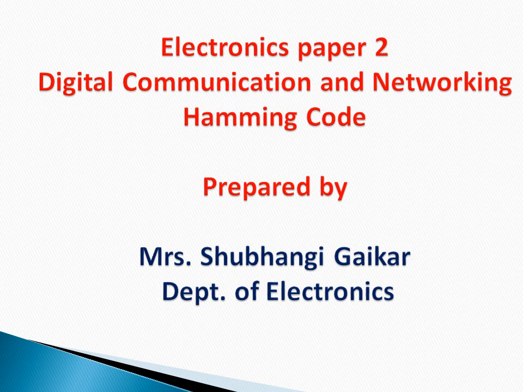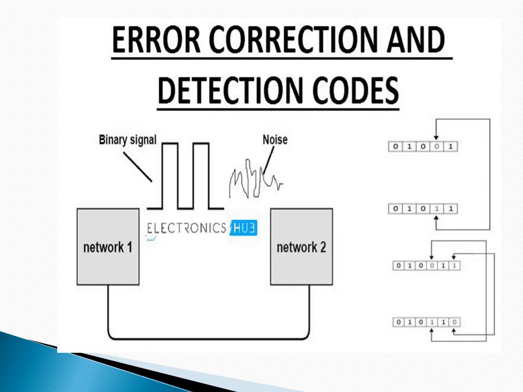In this tutorial, I am going to explain the Hamming code. Hamming code is used as an error correction and detection method. When we are transmitting information from network 1 to network 2, some type of noise is introduced. That is called an error.